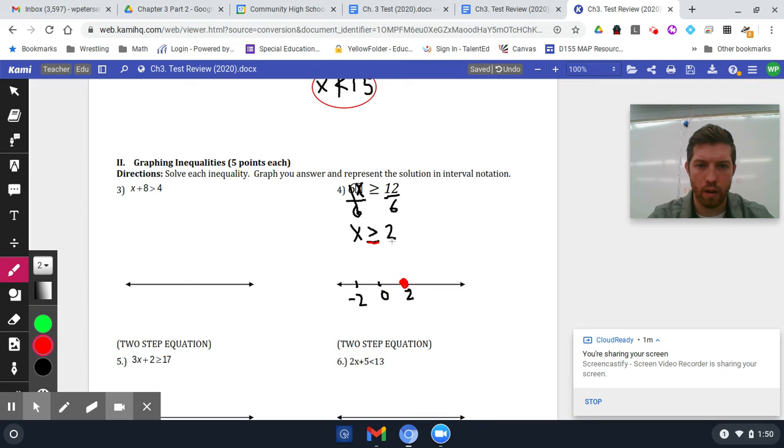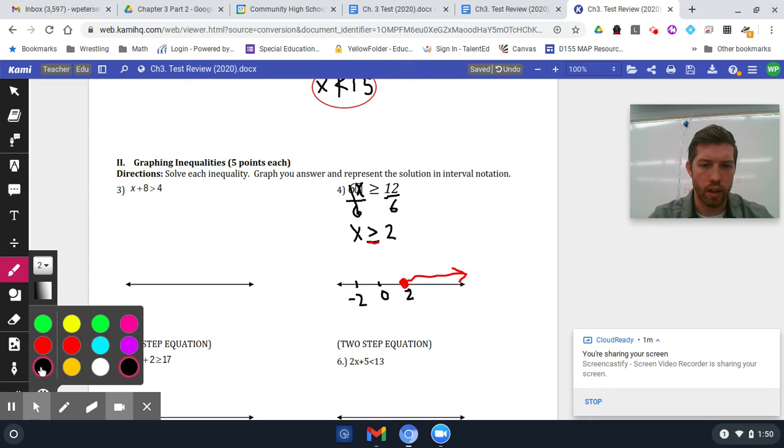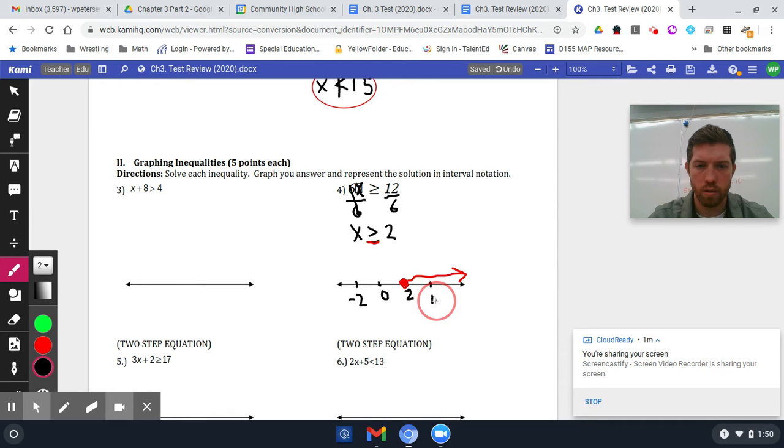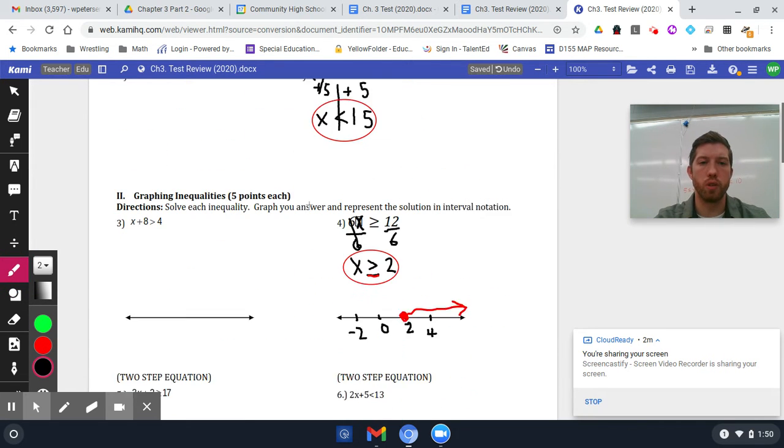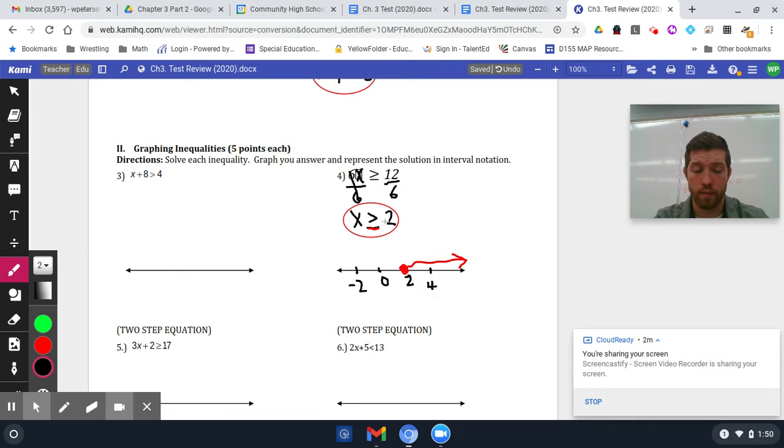And x is greater than 2. So where are the numbers that are greater? Well, those are going to be over here towards our 3 and our 4, right? So those are greater numbers. So there's our answer. We solved it, and then we graphed it. Boom. All right, so that was section 2, was learning how to not only solve, but graph.